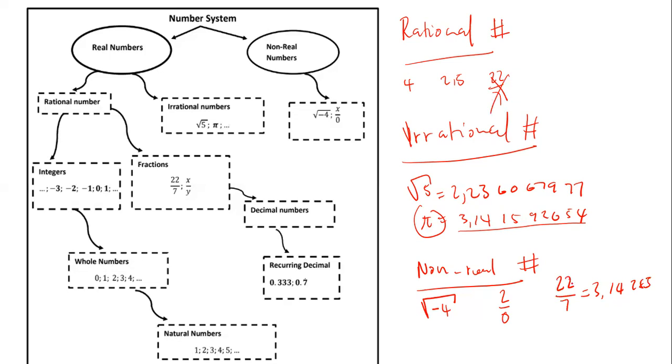So this number is a fraction, but you can see that it can also be presented in the form of a decimal. So 22 over 7, which is 3, blah, blah, blah. This 3, blah, blah, blah has a comma in it. So that means this type of number is called a decimal number, because it has commas.